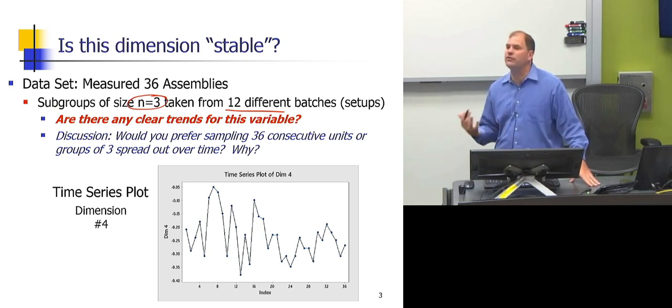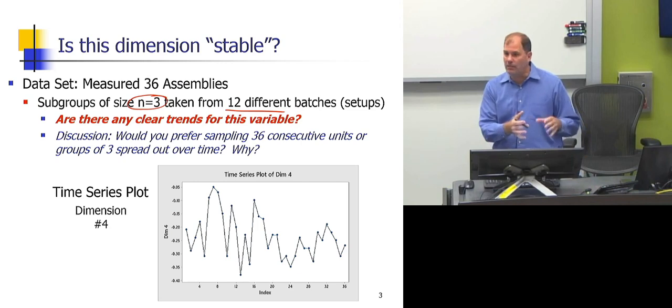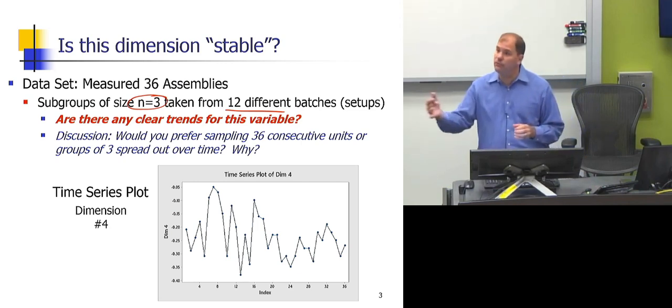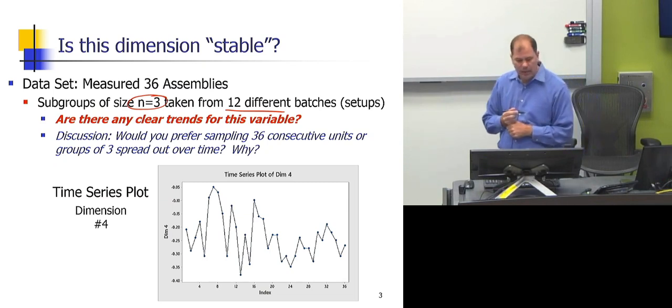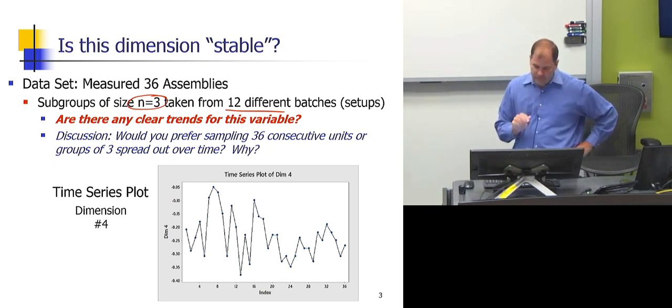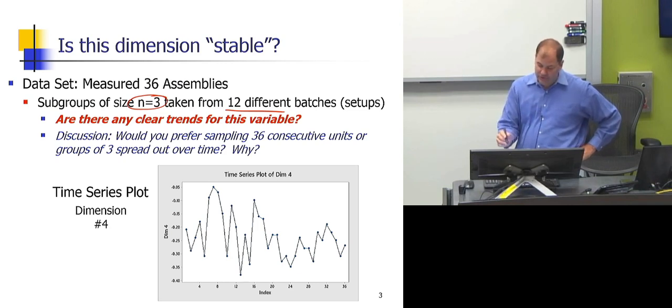This is what's known as a subgrouping strategy. Instead of just measuring consecutively, I measure them in groups. I wait for some elapsed time. I measure them again. And if I do this, I could make a time series plot, and I could ask you, do you have any clear trends for this variable? And just by looking at a time series plot, is it easy to tell if you have trends?